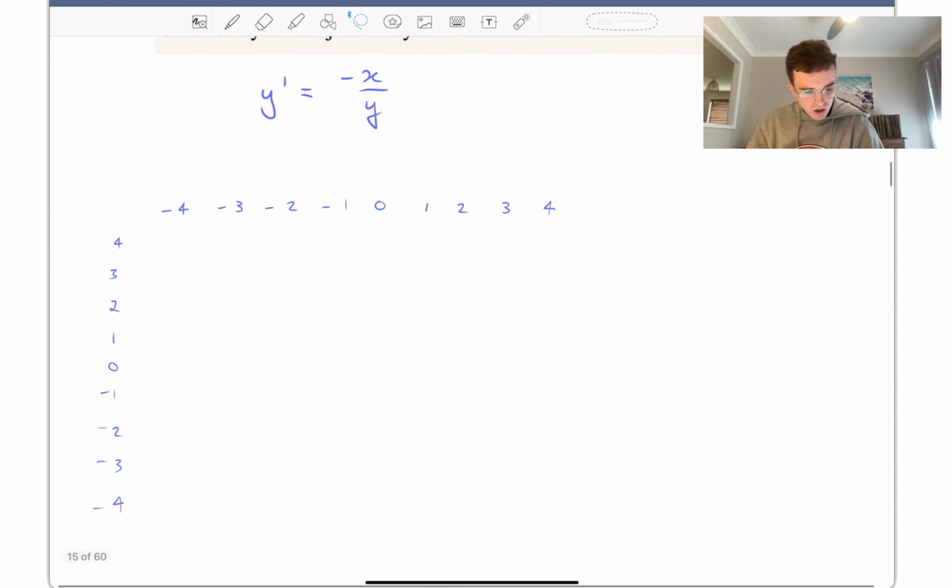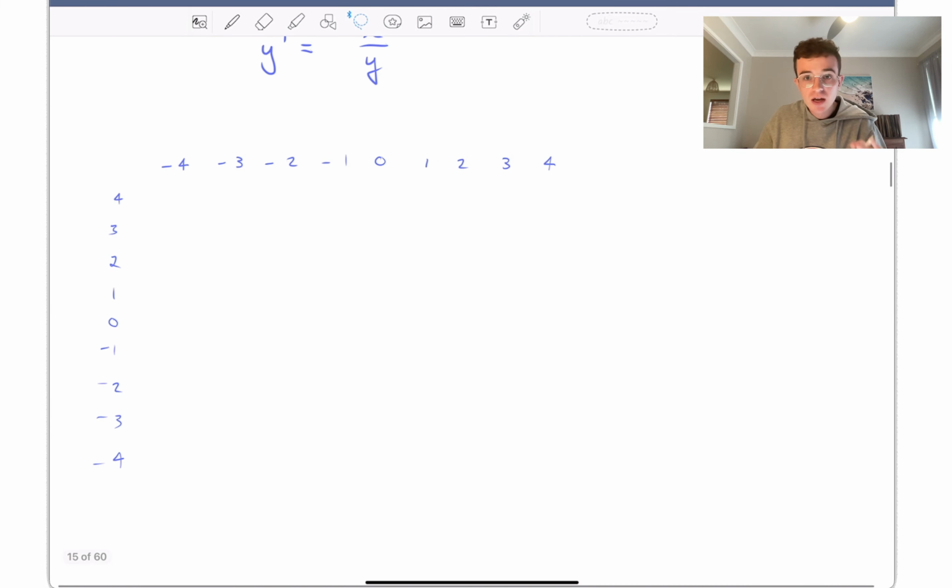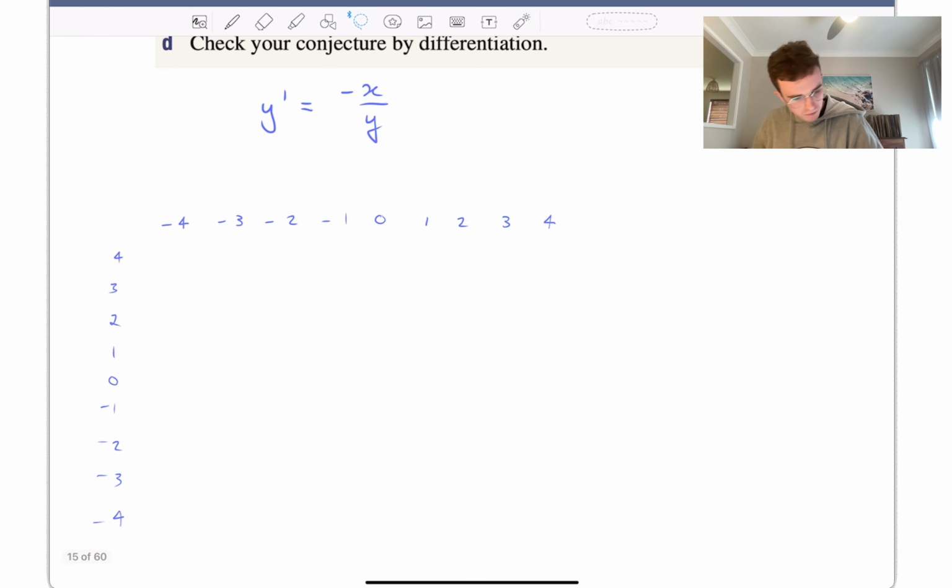So all we're doing is substituting in all different values into this equation. And it can take a while, and you'll get better at these and you won't have to draw a table every single time. So -4, 4, we're going to have -4 on 4, which is 1. And this is our x here, and our y is down there. So we're going to have -4 on 4, which is 1. -4 on 3, -4 on 2, -4 on 1.